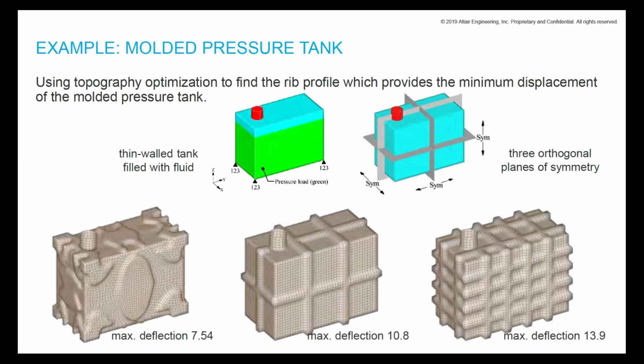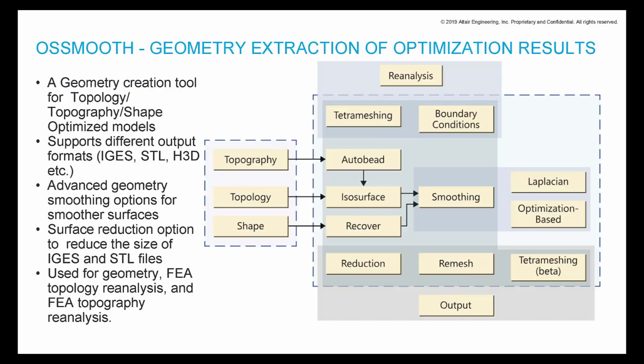Topography optimization often generates a design that is not obvious. A good example is a tank with an internal pressure load. Compare the results from the topography optimization with the conventional reinforcing pattern on the right. Notice that more ribs do not necessarily equate to more stiffness.